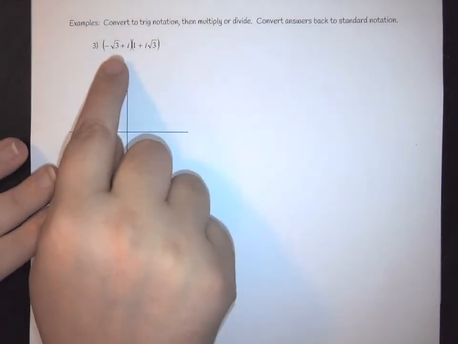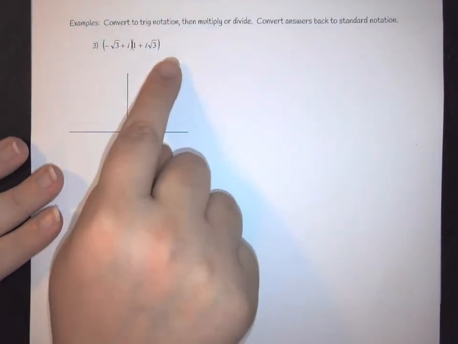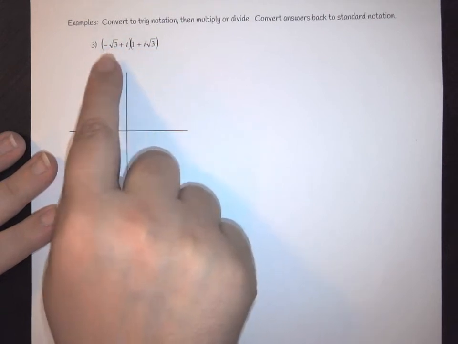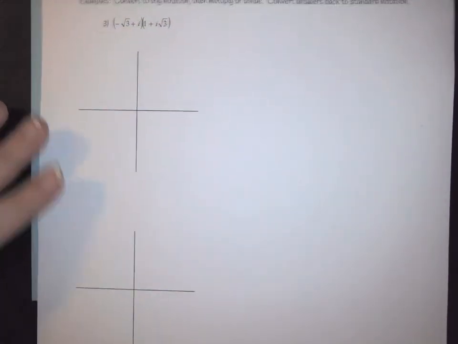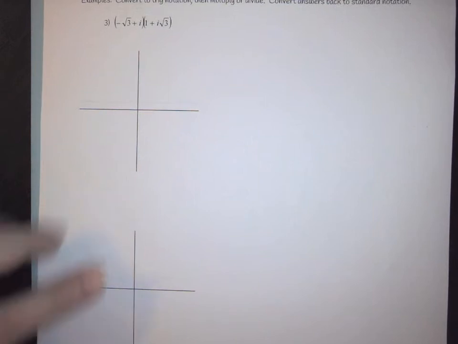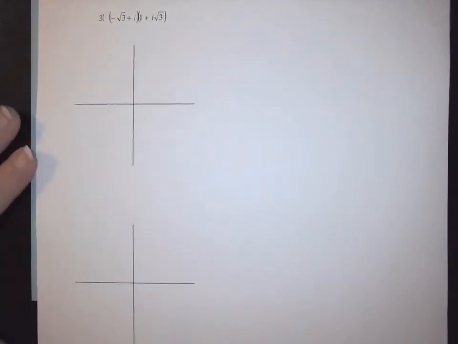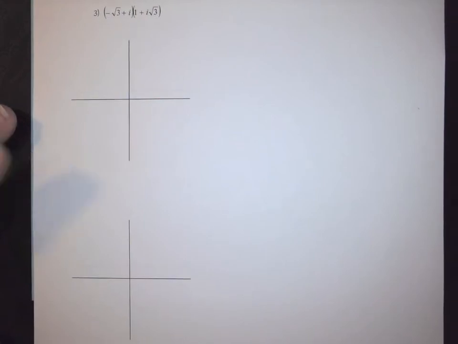So you can see I have two standard form equations, and they are being multiplied. Okay, so we have to look at them first as individual pieces. So you can see here I have two coordinate planes. What we're going to do with each of these coordinate planes is put in the appropriate triangle. So for this first one, let's look at negative square root of 3 plus i.